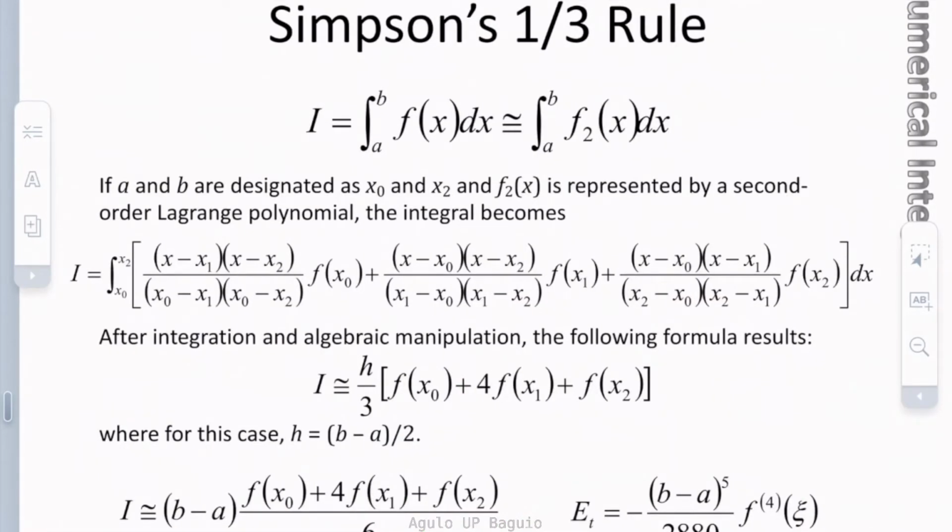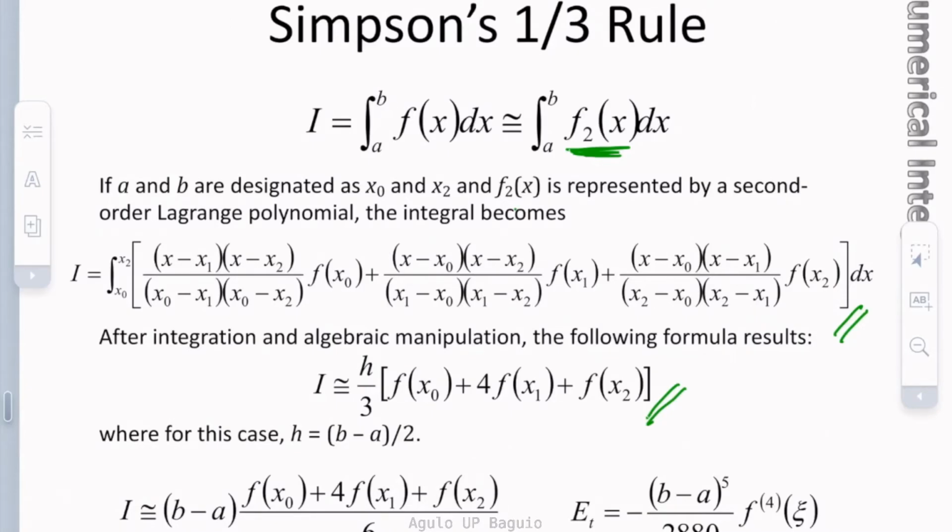Simpson's 1/3 rule results when a second order interpolating polynomial is substituted into the general expression for the integral. If a and b are designated as x0 and x2, and f2(x) is represented by a second order Lagrange polynomial, the integral becomes as shown. This equation is known as Simpson's 1/3 rule. It is the second Newton-Cotes closed integration formula. After integration and algebraic manipulation, the following formula results.